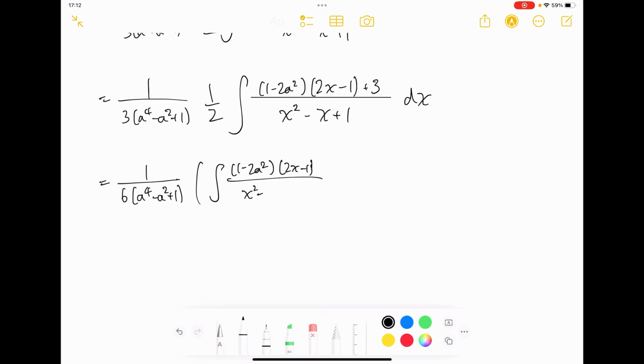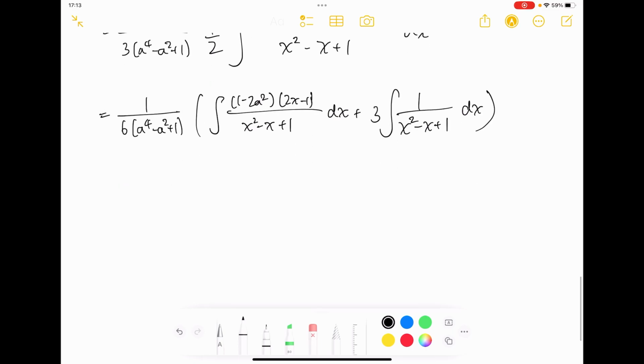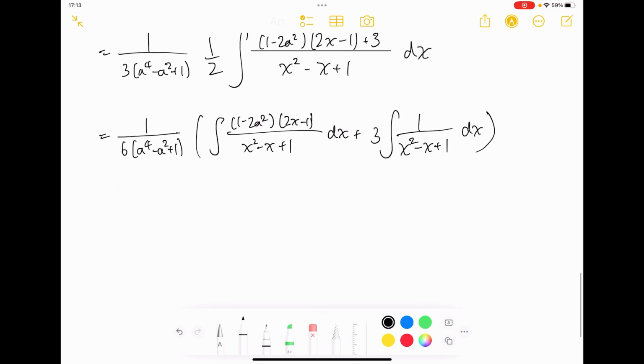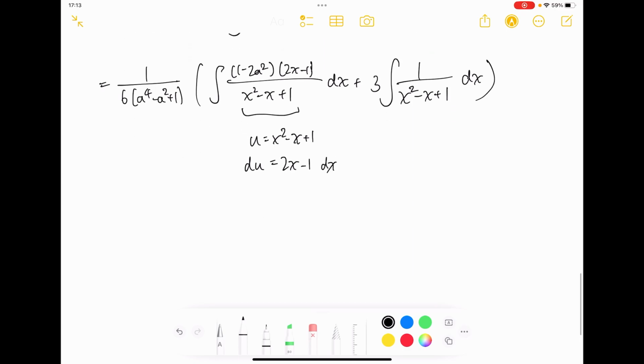Bracket x squared minus x plus 1, and plus, let's put the 3 out, 3 times integral 1 over x squared minus x plus 1 dx. And again, let's just do them at the same time. So this, we're going to do a u sub, u equals x squared minus x plus 1. That means du is 2x minus 1 dx. Aha. And now we can solve for the integral.